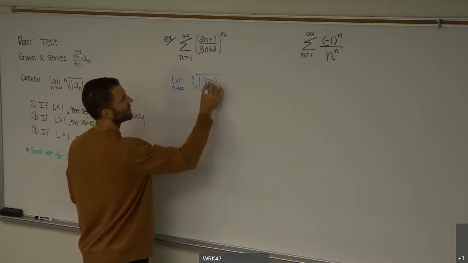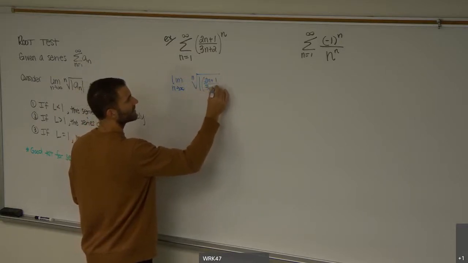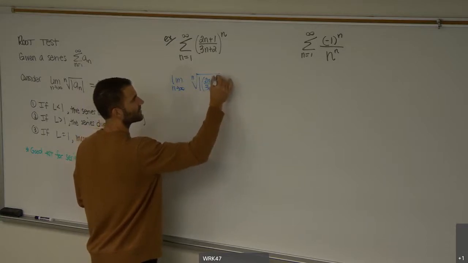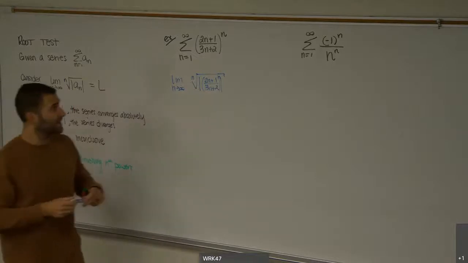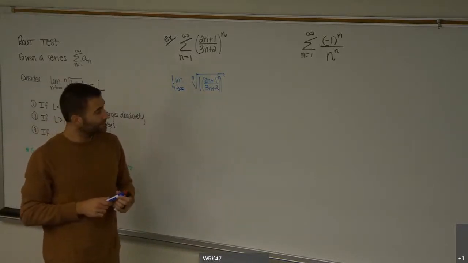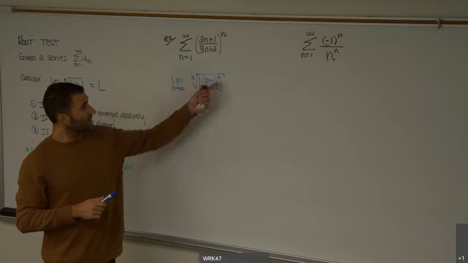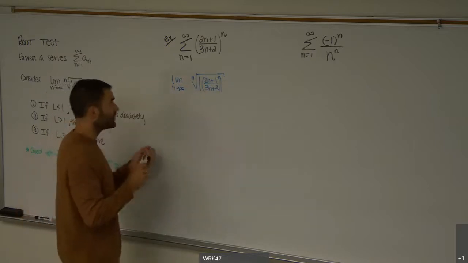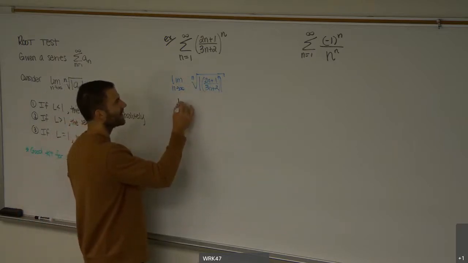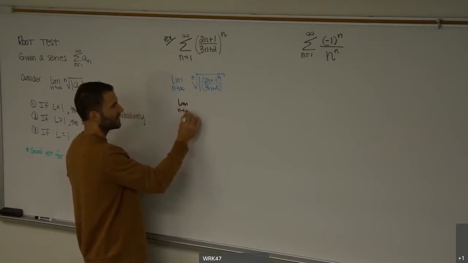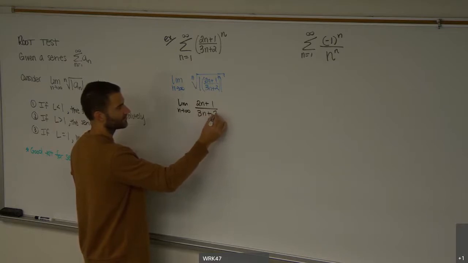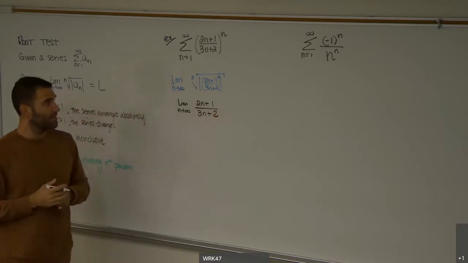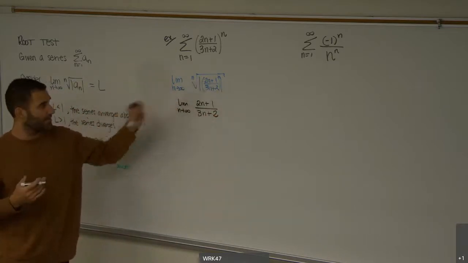So I take the nth root of the absolute value of my sequence. Notice everything's positive here, so I don't need to worry about the absolute value. But when I take the nth root of that to the nth power, they actually cancel. And so the limit that I end up needing to take is a nice limit, kind of similar to the last one: 2n plus 1 over 3n plus 2. The nth root and nth power cancel, and the absolute value doesn't do anything.